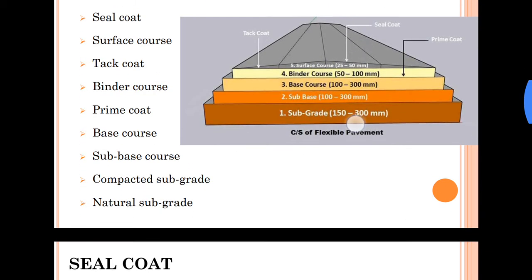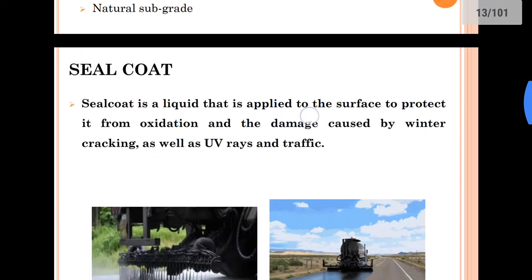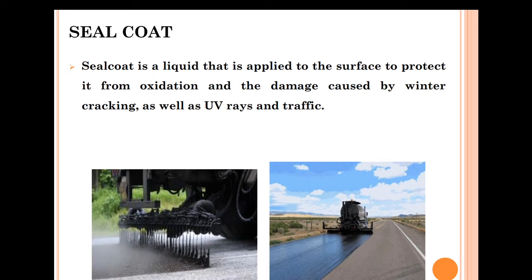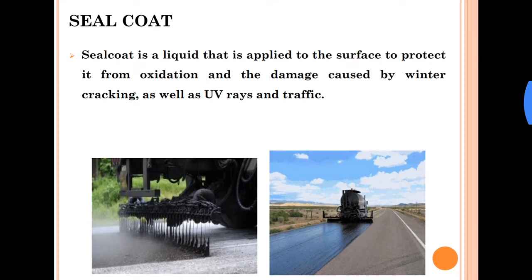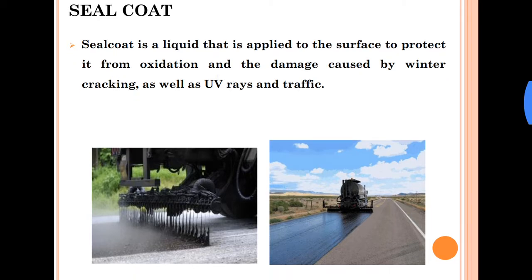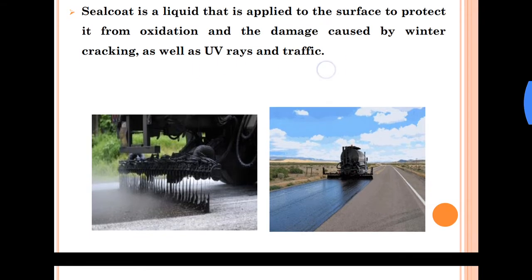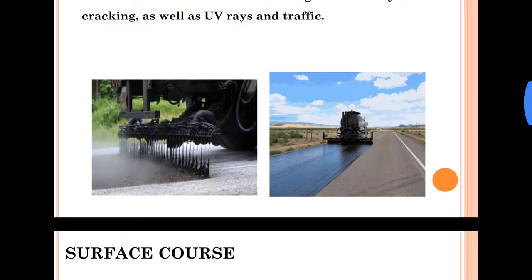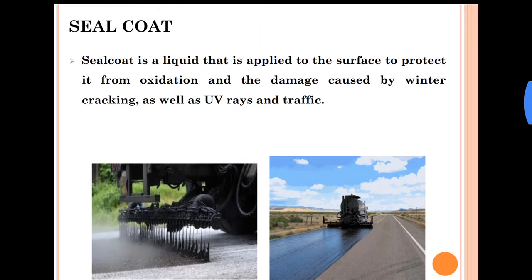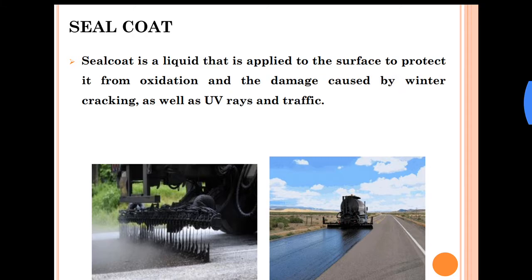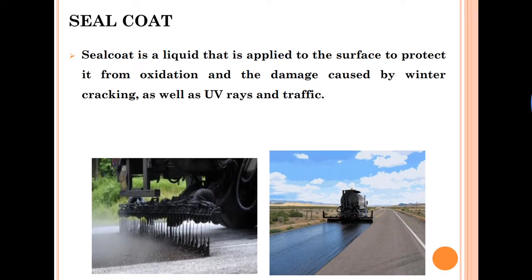So the first or the topmost layer or the coating is the seal coat. Now let us try to understand what a seal coat is. Seal coat is a liquid that is applied to the surface to protect it from oxidation and the damage caused by winter cracking as well as UV rays and traffic. So it is nothing but a thin bituminous layer, a bituminous or tar layer which we apply on the top of the road in order to protect the road from oxidation and damage caused from winter cracking and also from UV rays.